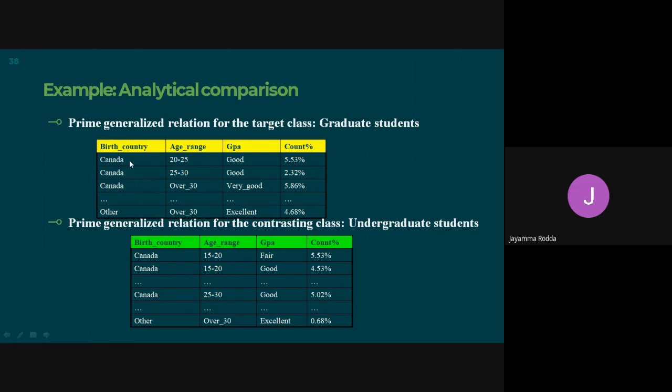So here in the first relation, in the first tuple, birth country is Canada, age is between 20 to 25 and GPA is good. What is the count? 5.53%. So this 5.53% of the graduate students majoring in science are between 20 to 25 years of age and they have the good GPA. And their birth country is Canada.